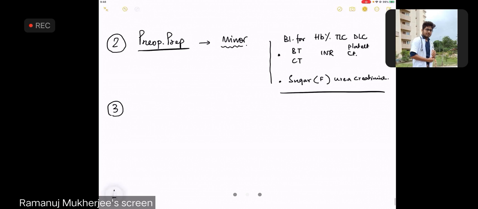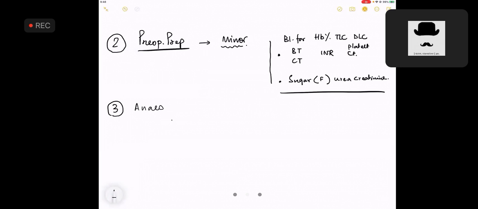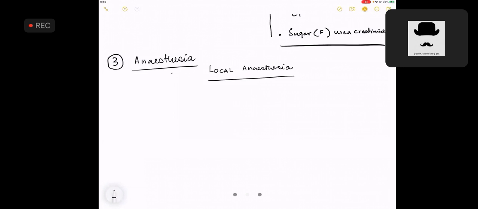The third point is anesthesia. This is to be done under local anesthesia. The drug of choice is lidocaine, which is used as an infiltration injection anesthesia in this operation.